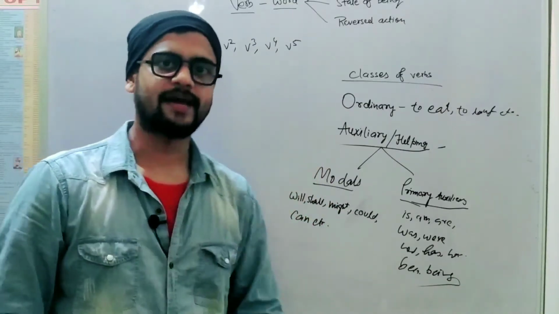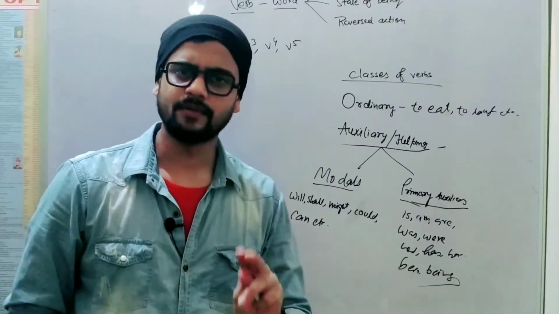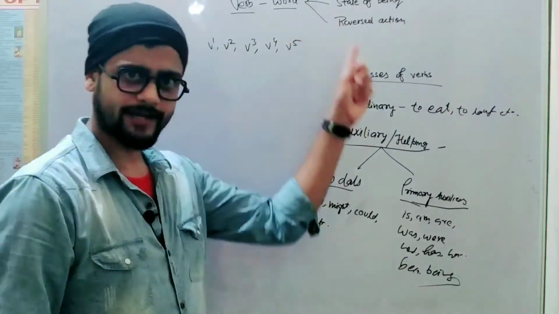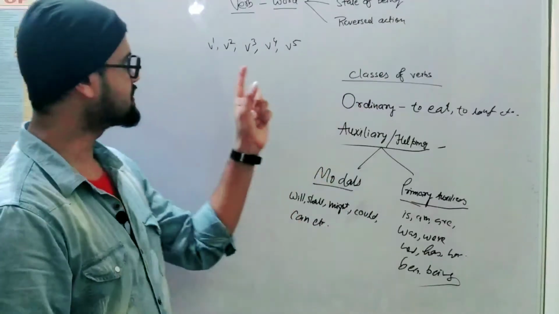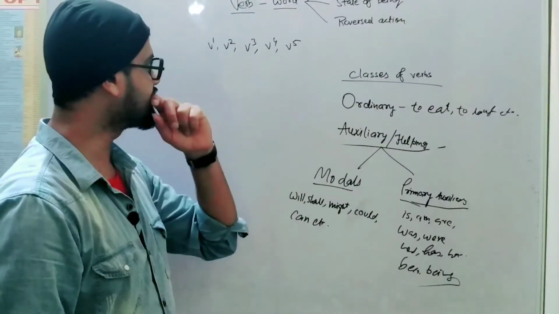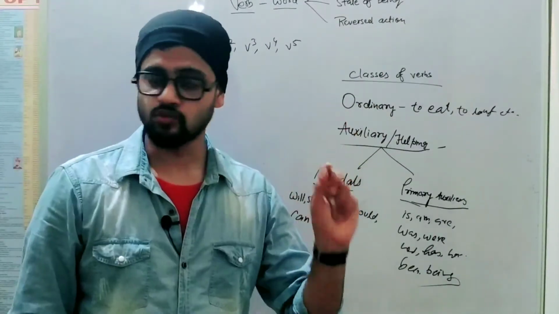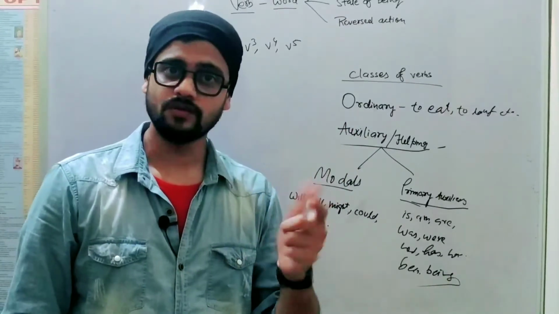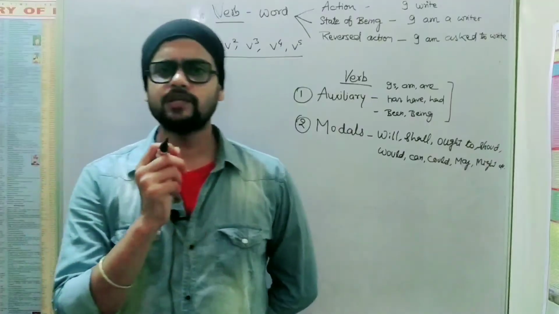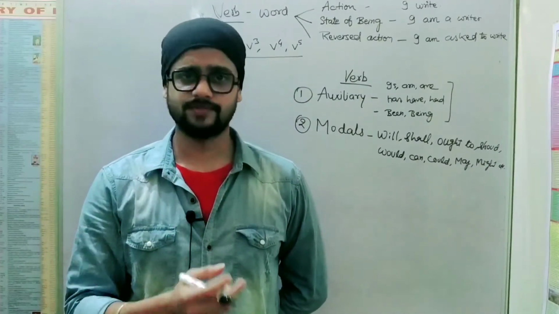So let me just quickly recap what I said. Verb is nothing but a word that shows what? Action, state of being something and reversed action. It has basically five forms: V1, V2, V3, V4 and V5. There are two classes of verbs, ordinary and auxiliary. Auxiliary has two parts, what? Primary auxiliaries and modals.